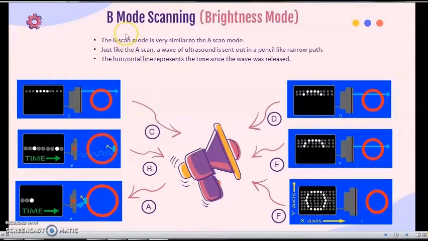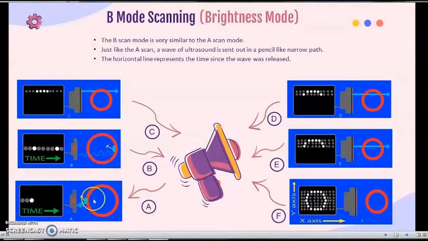Okay, so next we have B mode scanning. The B mode scanning is very similar to the A scan mode, and just like the A scan, a wave of ultrasound is sent out in a pencil-like narrow path, and the horizontal line represents the time since the wave was released. So let's start with picture A first.